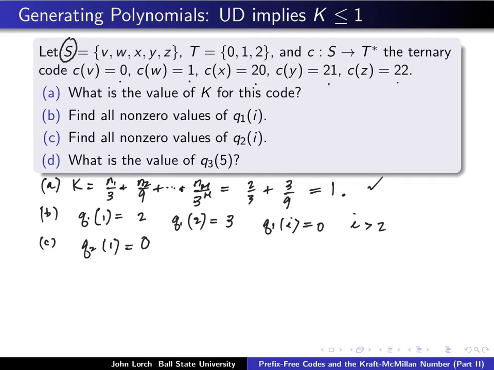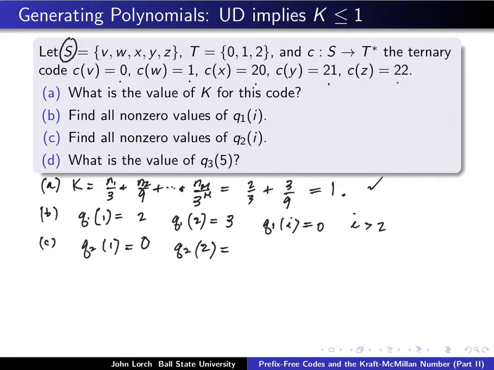Right? The very shortest length of an encoded message from S of length 2 would be 2. Like for instance, VW, that message when encoded becomes 01, which is of length 2. So there are no messages of length 2 in S star that when encoded to a string in T star have length 1. So what about q sub 2 of 2?